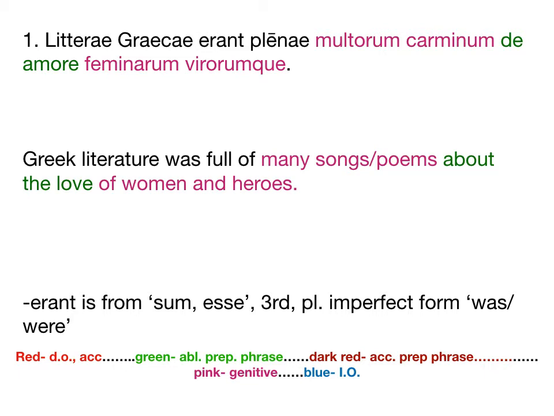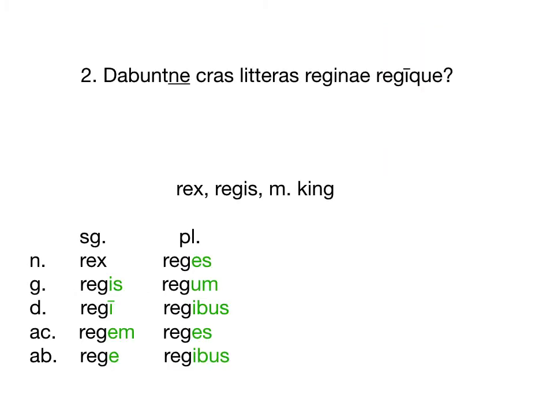So hopefully that one worked out pretty well for you all. I think we're still getting used to seeing the imperfect and future tense versions of sum, esse. So errant maybe gave you some pause, but otherwise this was a pretty straightforward one. All right, let's move on to number 2.